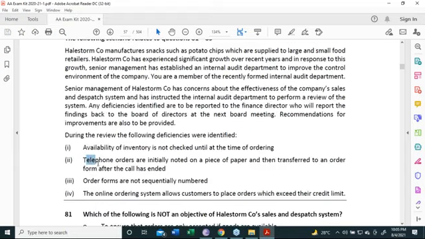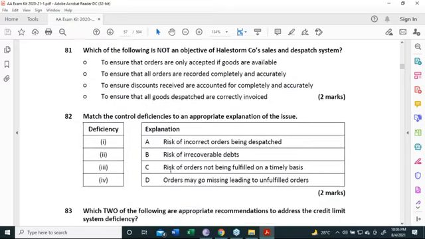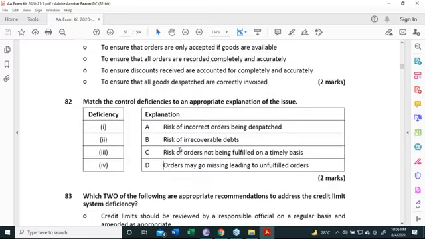What's number two? Telephone orders, you record them initially on paper, then on the proper form. What could be the result of this?